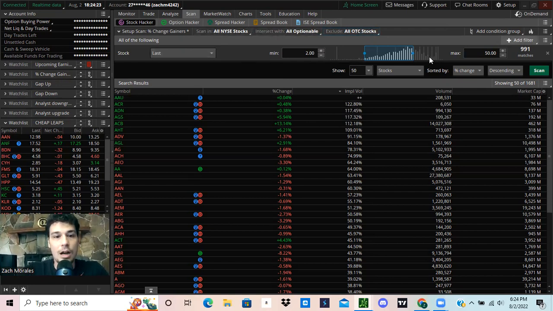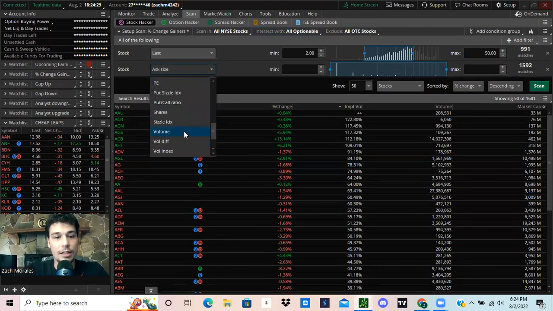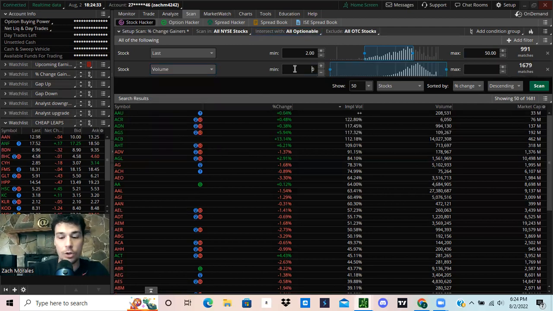Then we have the stock last from 2 to 50. We're going to add another filter in here for stock, and we're going to select volume now. And what I want is I want to see a lot of volume. Because volume is very critical, especially when dealing with options. You want to have something liquid enough to be able to get in and out of your option plays at the price that you want. So we're going to look at 250,000 minimum volume.